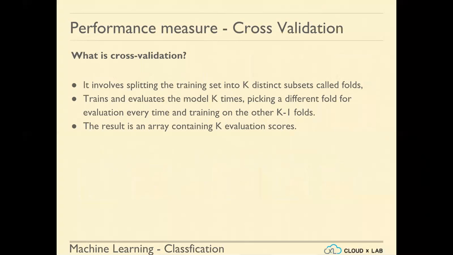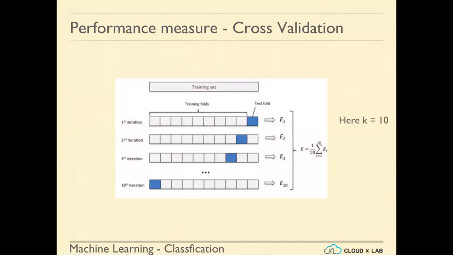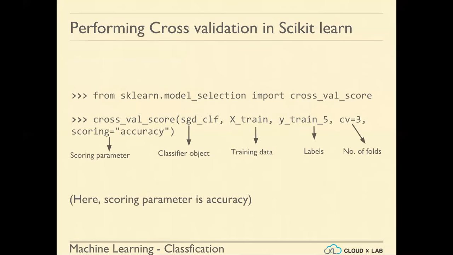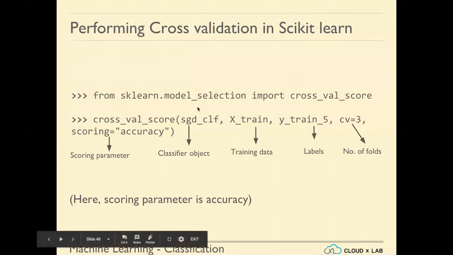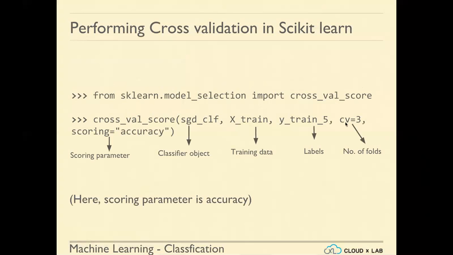Cross-validation is the same as what we have studied earlier. It involves splitting the data set into k distinct subsets called folds, and then it trains and evaluates the model k times, picking a different fold for evaluation every time and training on the other k minus 1 folds. The result is an array containing k evaluation scores. This is exactly what we have learned. So we use cross_val_score, passing our classifier, the x_train and y_train, and the number of folds, with scoring equals accuracy. So we are going to compare the accuracies.